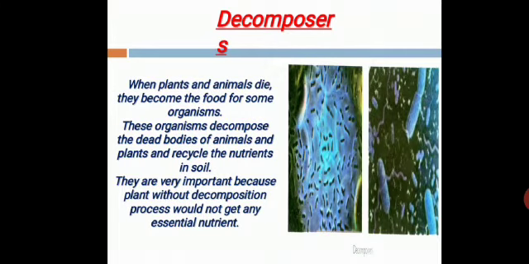The second kind of life in soil is decomposers. What are decomposers? When plants and animals die, they become the food for some organisms. These organisms decompose the dead bodies of animals and plants and recycle the nutrients in the soil. Here nutrients means mineral salts, carbon, nitrogen that is present in the soil.